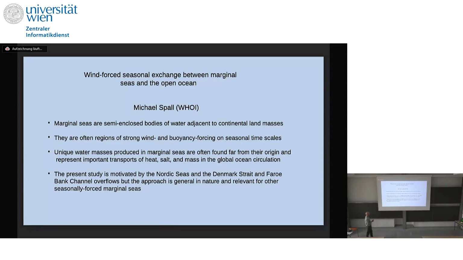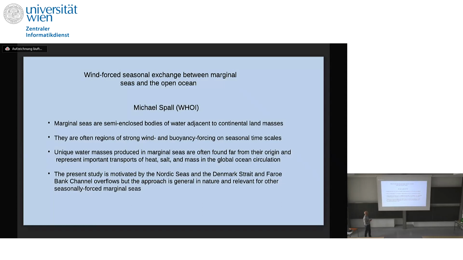Because of their proximity to continental land masses, there's often a very strong seasonal cycle in buoyancy forcing and in wind forcing. Buoyancy forcing, particularly, let's think of the high latitude North Atlantic Ocean. You have the Labrador Sea, the Greenland Sea. You have very cold, dry air masses coming off the continent, storms going over these marginal seas. They extract a lot of heat and cause a lot of mixing in the ocean. That's been studied quite a bit.